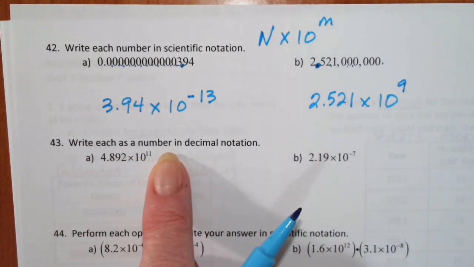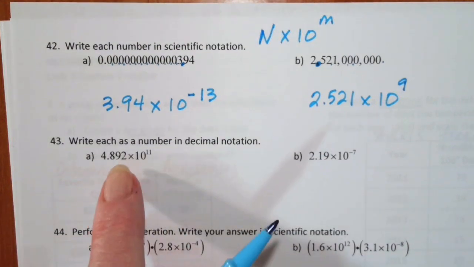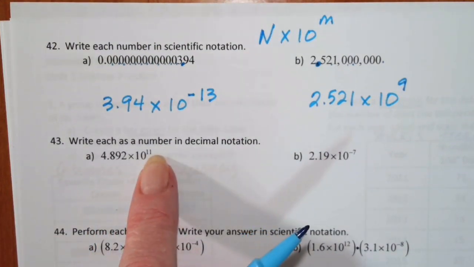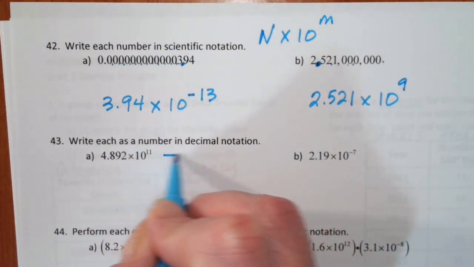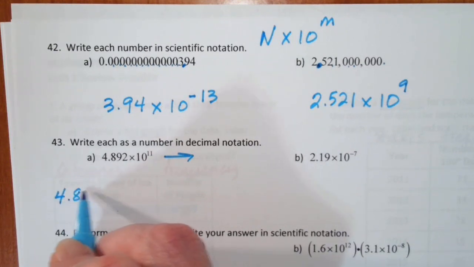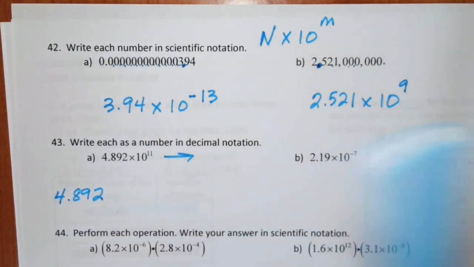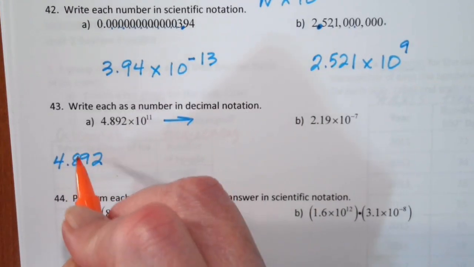Okay, write each as a number in decimal notation. That just means a number, no scientific notation. Okay, so if I have 10 to the 11th, that means it's going to be a big number. That means I'm going to take my decimal and move it to the right. So I'm going to have 4.892. And now I'm going to take this decimal and move it 11 places to the right.